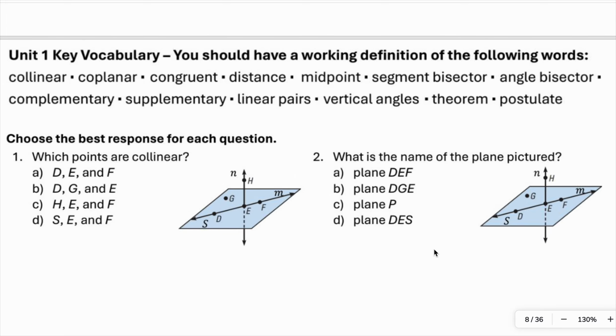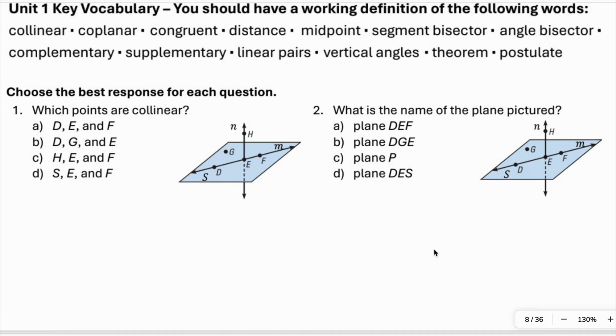First thing we want to make sure of is that you have the bank of these vocabulary terms in your brain and you know how to use them. So collinear, coplanar, congruent, distance, midpoint, segment bisector, angle bisector, complementary, supplementary, linear pairs, vertical angles, theorems, and postulates.